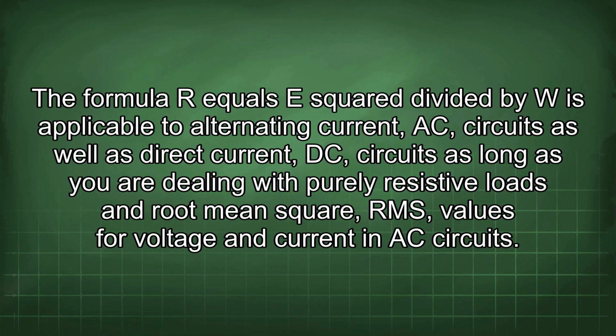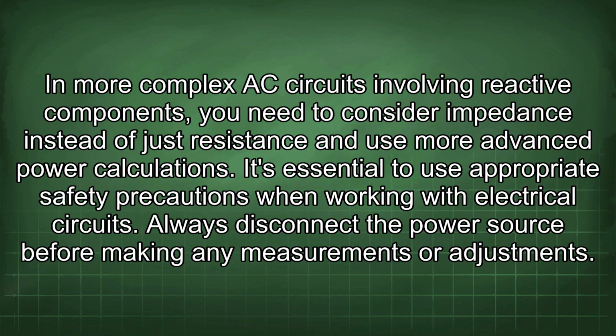The formula R equals E squared divided by W is applicable to alternating current, AC, circuits as well as direct current, DC, circuits as long as you are dealing with purely resistive loads, and root mean square, RMS, values for voltage and current in AC circuits. In more complex AC circuits involving reactive components, you need to consider impedance instead of just resistance and use more advanced power calculations.